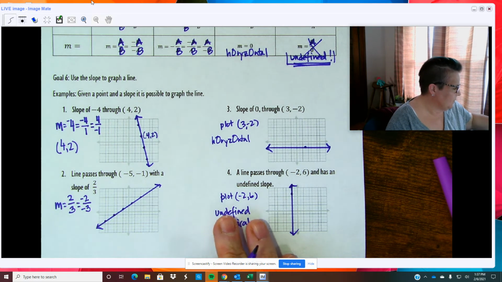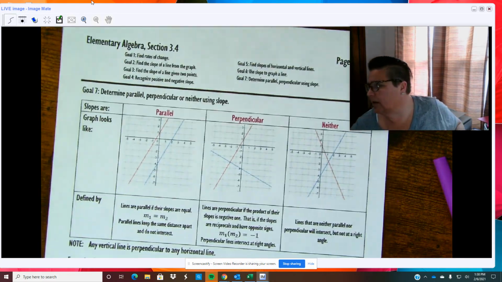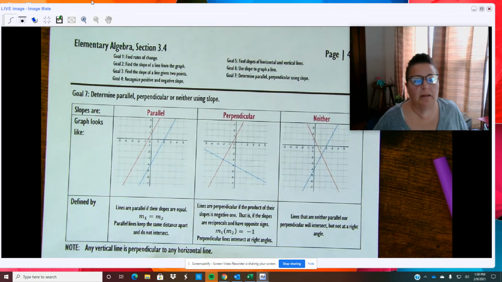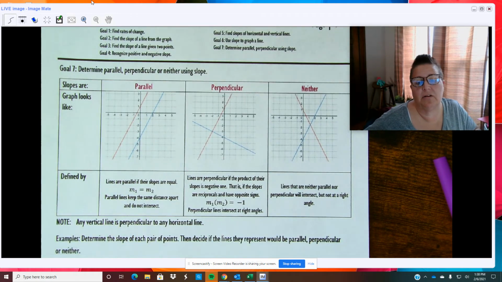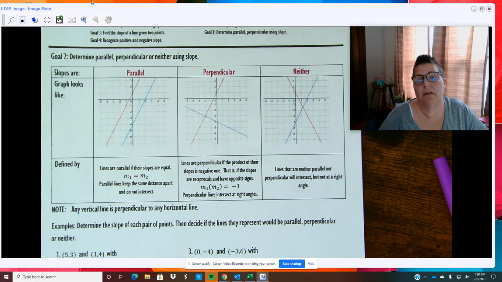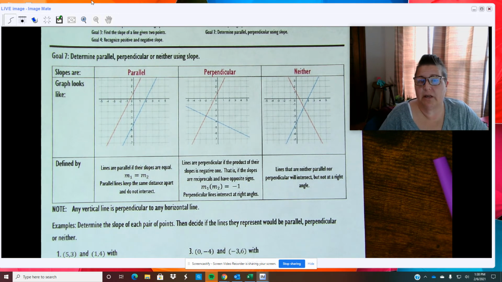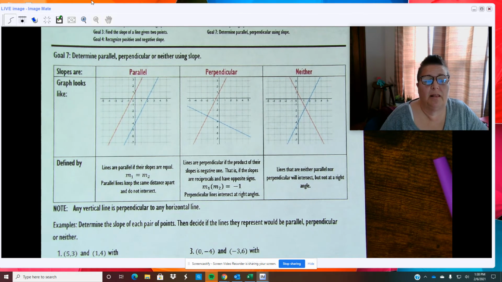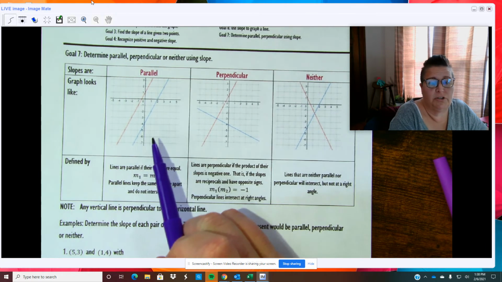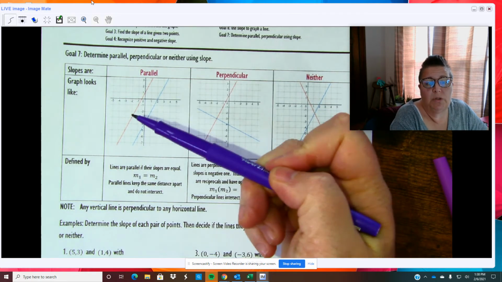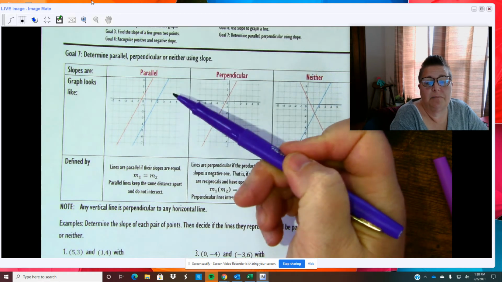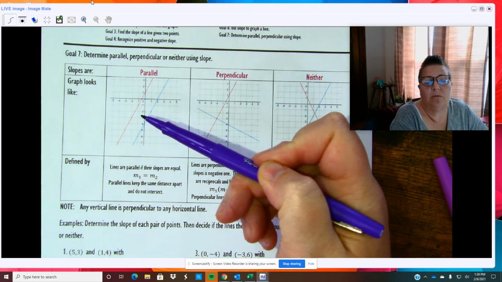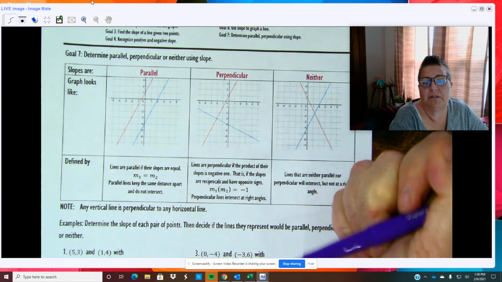All right. Last bit on this is parallel, perpendicular, or neither. So how do we determine parallel lines? How do we determine perpendicular lines? And how do we determine if there's no such relationship, neither perpendicular nor parallel? If you have parallel lines, the graph will look similar to this. These are 2 lines that have the same movement and keep an equal distance. They're always the same distance apart.